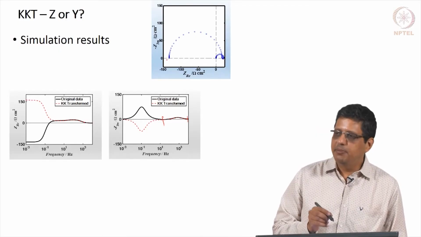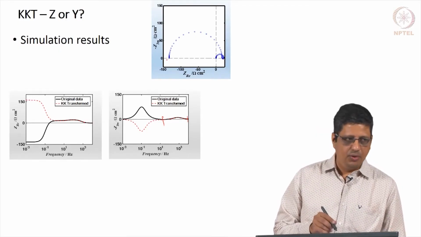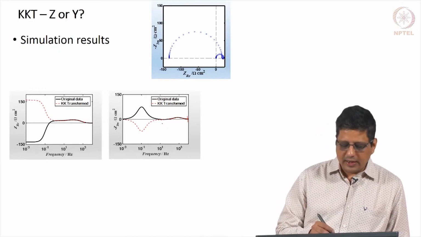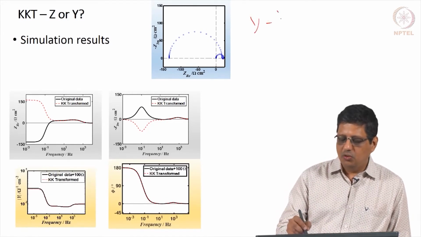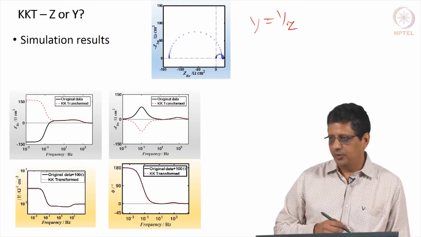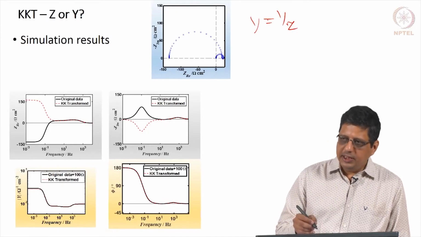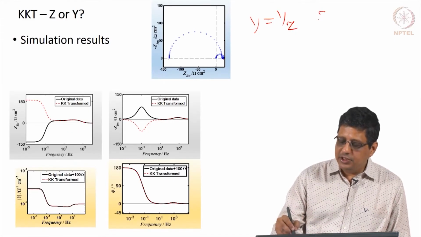What happens is impedance is not the right form to feed this software under these conditions. We have to take admittance. Admittance is 1 by Z, and feed the admittance to that. That means the KKT equations which we used to write as ZRE.